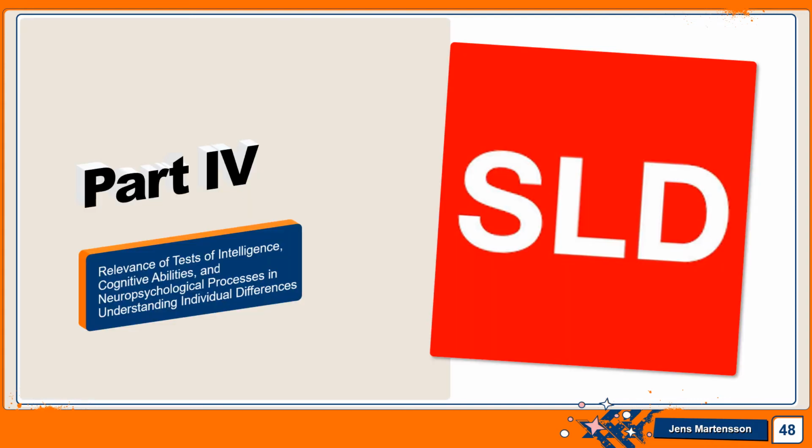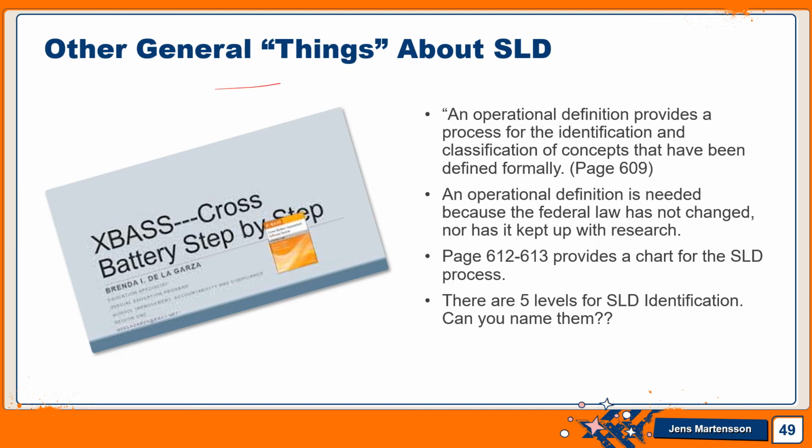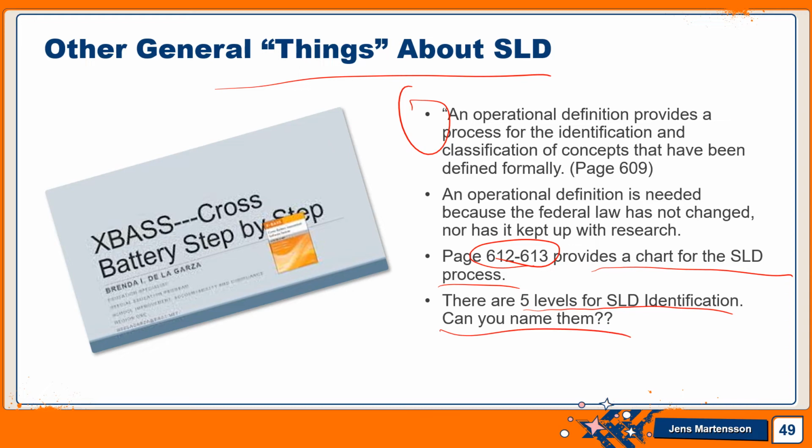So then part 4 is SLD. Some general things about SLD. We've got an operational definition, which you already know. I wanted to point out that pages 612 and 613 provide a chart for the SLD process, which outlines the 5 levels of SLD. Can you name them? Do you know the 5 levels of SLD?